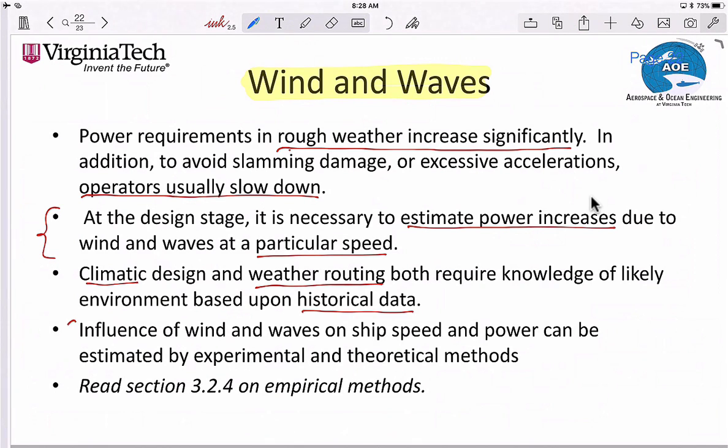And typically we rely upon experimental and theoretical methods to estimate the influence of wind and waves on the ship speed and power. Okay, I recommend that you read section 324. You've already been assigned the entire chapter, so I expect that you've read this chapter and this section already.